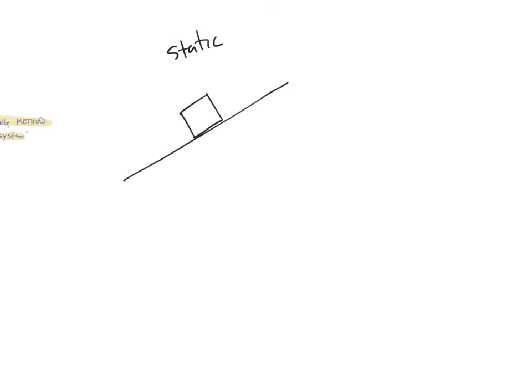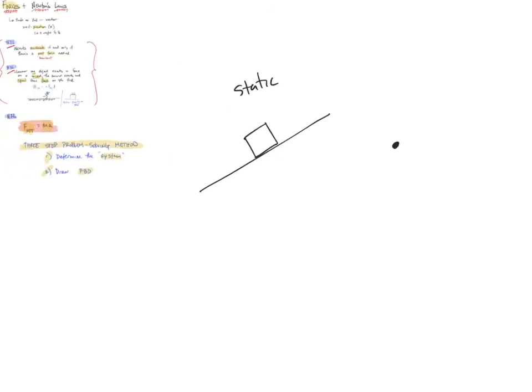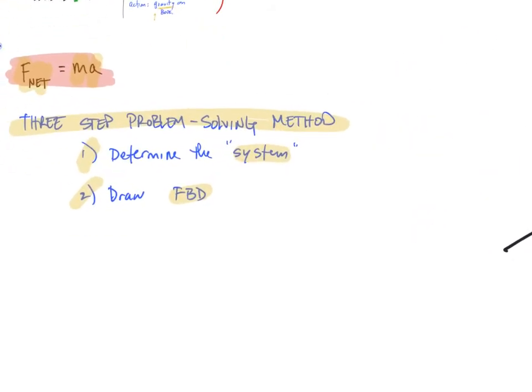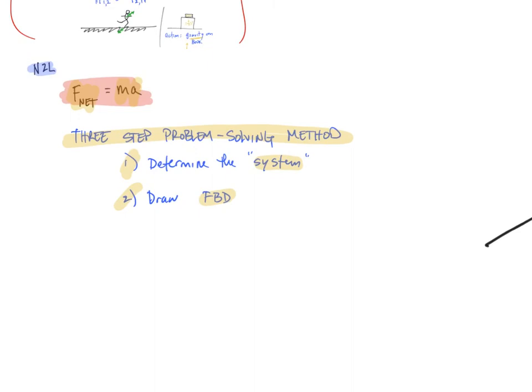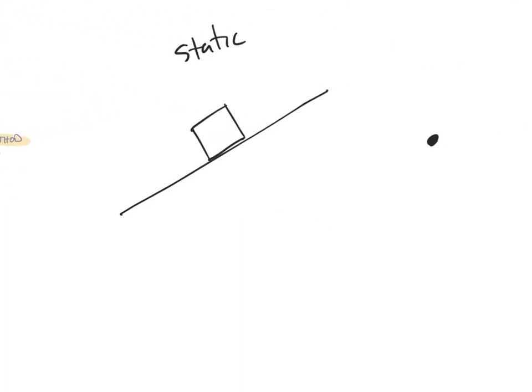Let's imagine I've got a ramp and a block on the ramp, and we're told that the block doesn't move. The block is stationary, or static, upon the ramp. Well, I might ask myself, what are the forces acting on that block? And to draw an FBD, I'll represent the object that I'm considering as a dot. By the way, the first step of our three-step method was to determine the system. In this case, the system is the block. Fairly obvious. There's really only one object.